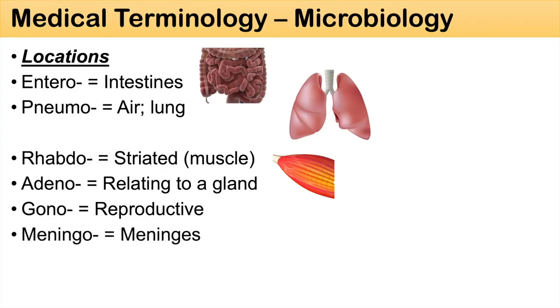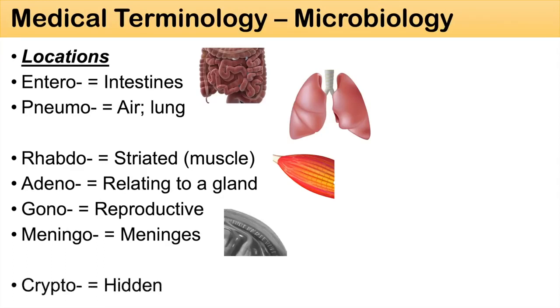Meningo, which means the meninges in the central nervous system. So you can think of meningococcus. And crypto, which really just means hidden. You can think of cryptococcus. So these are more or less anatomical terms, but they're useful for knowing with regards to microbiological organisms like bacteria, because a lot of them are actually described by using some of these anatomical locations.